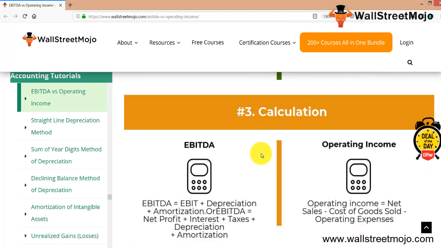Let's go for the third difference, the calculation part. So EBITDA is what we just learned: EBIT plus depreciation plus amortization. And the second method, net profit, to which you add back all the elements that should be a part of it. Operating income is calculated as your net sales. Net sales means your gross sales, less any sales returns or discounts, less the COGS, that's your cost of goods sold, and less all the operating expenses.